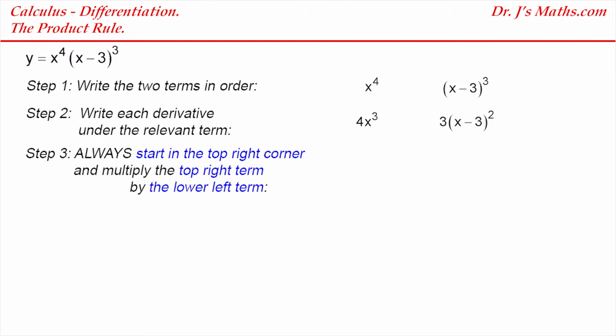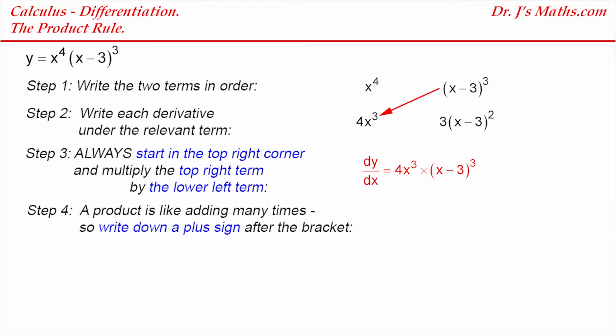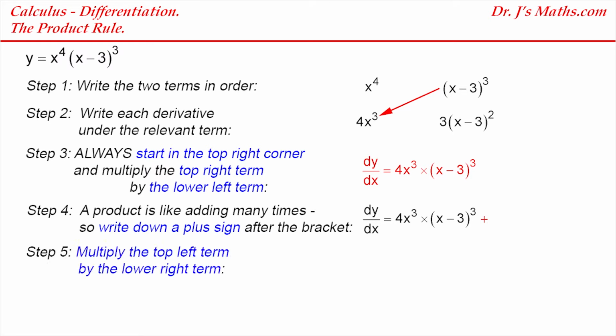Now we always start in the top right corner and we multiply the top right term by the lower left term. So 4x cubed times (x minus 3) all cubed. A product is just like adding many times, so now we write down a plus sign after the bracket, and we always do that. Then we multiply the top left term by the lower right term. So dy/dx is equal to what we had before with the plus, and then x to the fourth times 3 times (x minus 3) all squared.